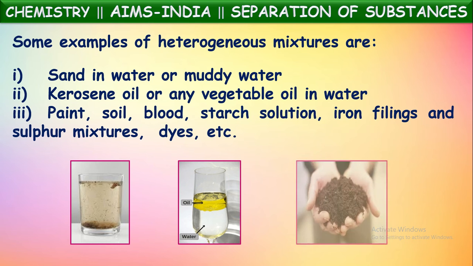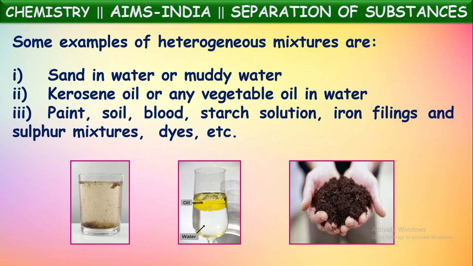And soil, even soil is made up of so many components. If you take some soil in your hand and observe, you can see some clay, small stones, pieces of grass, some insects, sand. These all can be seen in the soil, isn't it? So hence, these all come under heterogeneous mixtures.